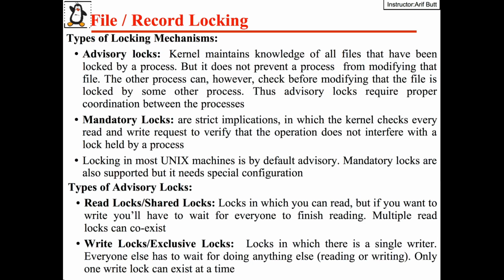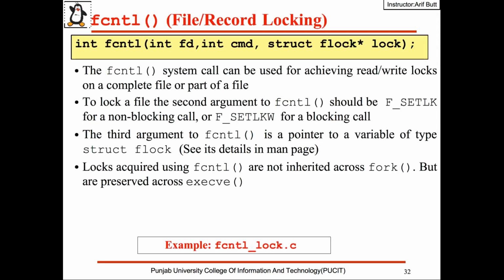Okay, so the last thing I want to do with fcntl is to acquire, release, and test for the existence of file locks or record locks. For review's sake, there are two types of locking mechanisms, advisory and mandatory. The default locking mechanism on Linux is advisory, in which processes need to cooperate, that is, they need to check themselves whether the file they are opening is locked by some other process or not. And of course, we have two types of advisory locks, the read locks and the write locks. If you want to use fcntl for this purpose, the third argument to fcntl will be a structure of type flock.